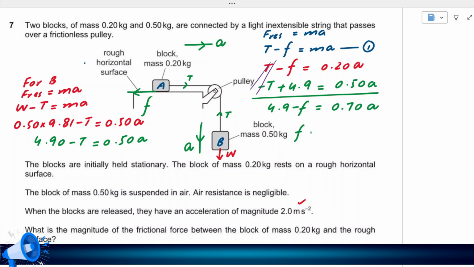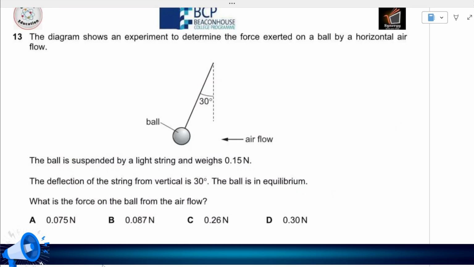Now we can also say f equals, if I shift f to the right side, 4.9 minus 0.70a. a in this case is 2 meters per second squared. This is the value of a. So the friction would be 4.9 minus, I think it would be 1.4. So f would be exactly 3.5. So here we have the next one.